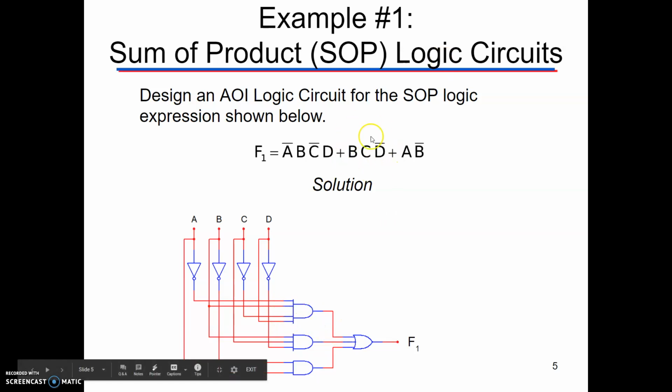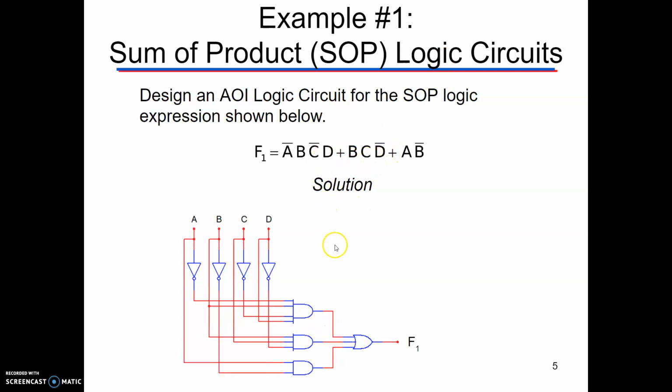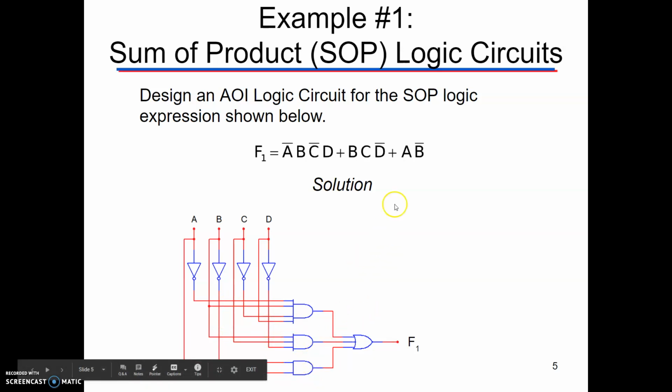Then our next portion of our expression is B, C, and D naught. So if we trace this backwards, we have B, C, and D naught. Lastly, we have a 2-input AND gate, and that is going into A, B naught. So we have A, B naught. Once we have those 3 inputs, we put them into an OR gate, and that can then give us F1.